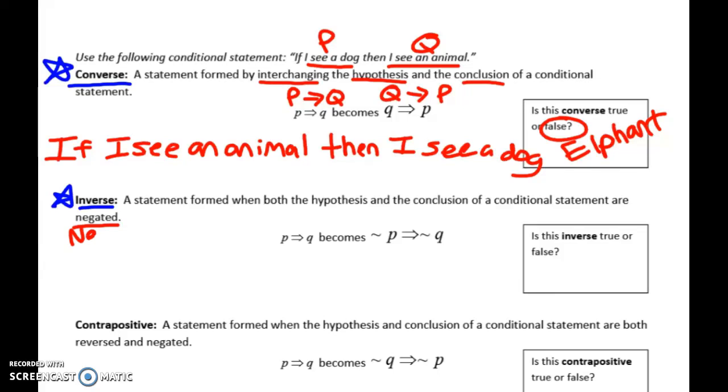Negated or negation. Doesn't negation or negated sound like negative? Okay, and that means opposite. So negation, negated means opposite. So I want you to notice P arrow Q, P implies Q, is now not P implies not Q. All right, so you keep the same order, but you're going to make it opposite.